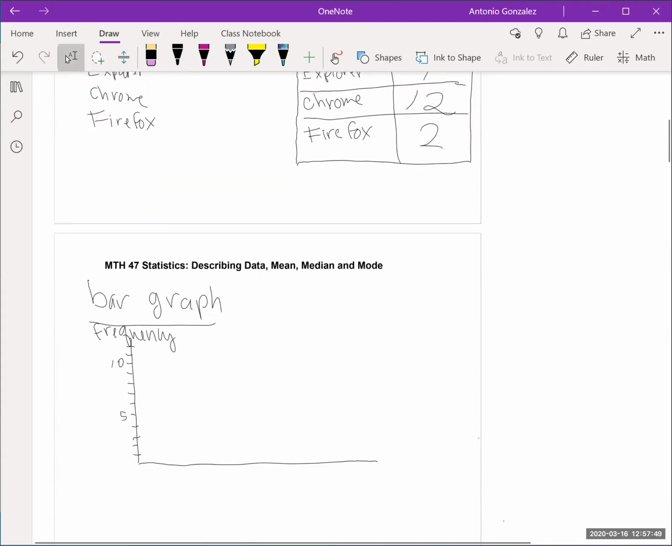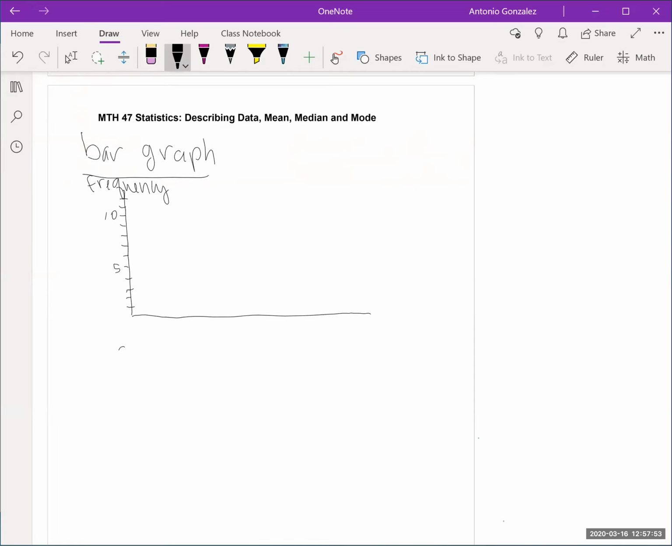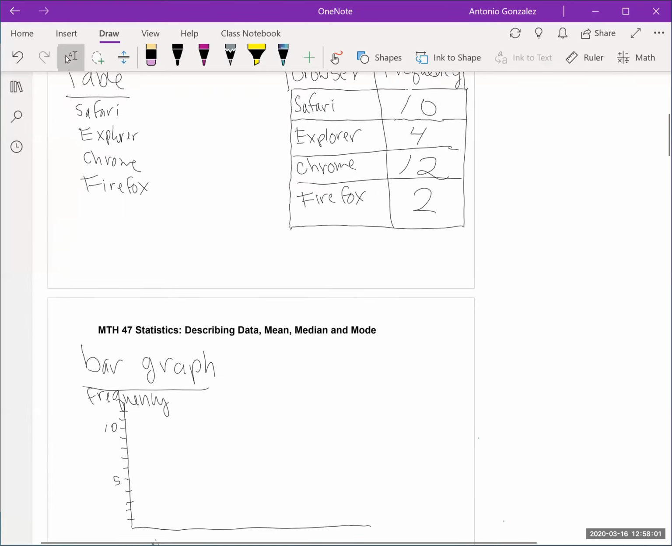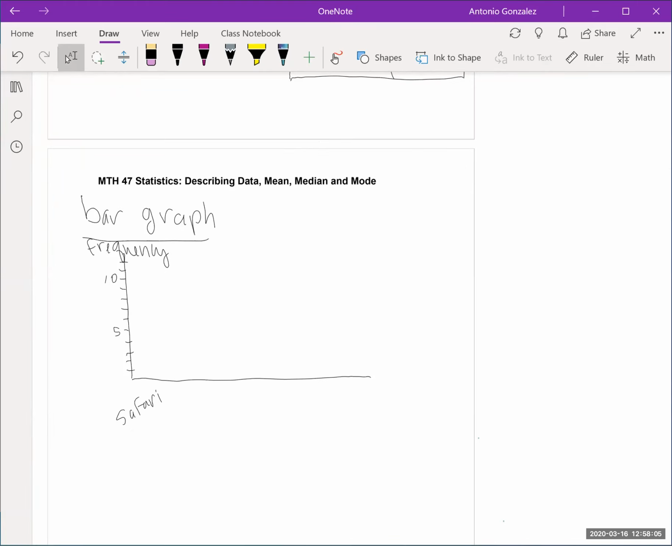Okay. All right, and then I would set up my data down here. We'd have, all right, my data is Safari. Okay, and then getting all this information from my frequency table, that goes up to 10. So it's 10. Fill that in from there.